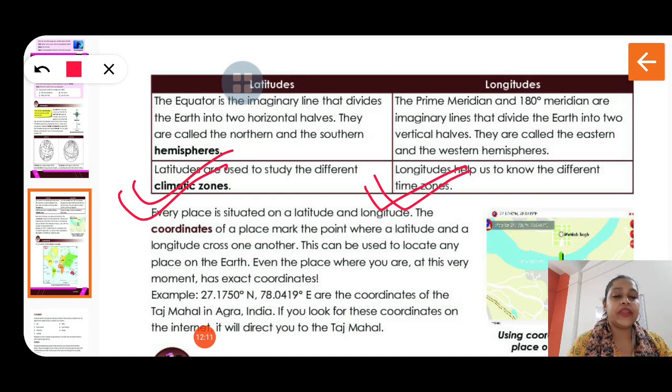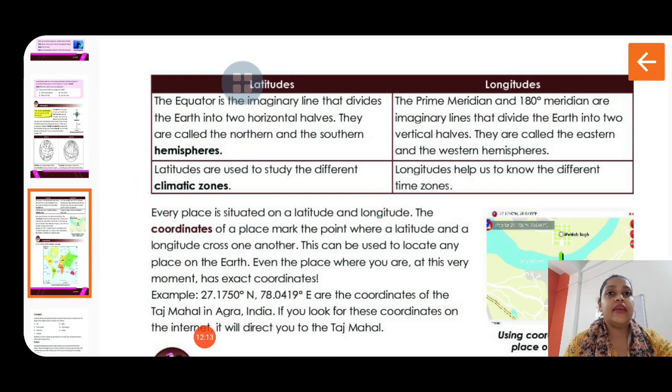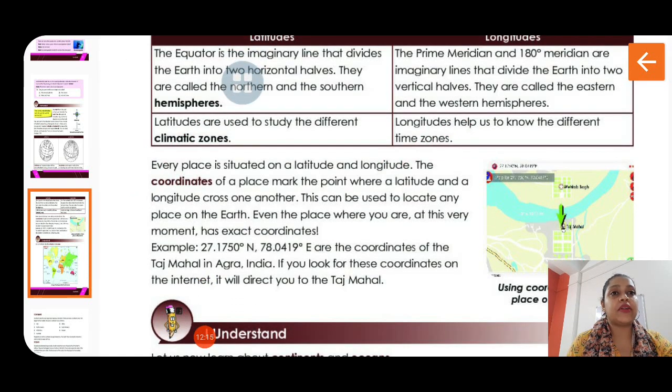Okay children, I hope it's clear to you about latitudes and longitudes. Then children, we'll study about coordinates. But remember one thing, latitudes are horizontal lines and longitudes are vertical lines. One important latitude is the equator, which divides the earth into the northern hemisphere and southern hemisphere, and its measurement is 0 degree.